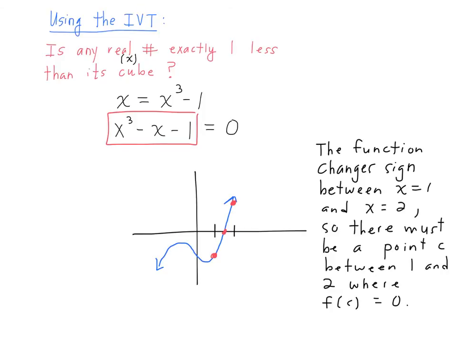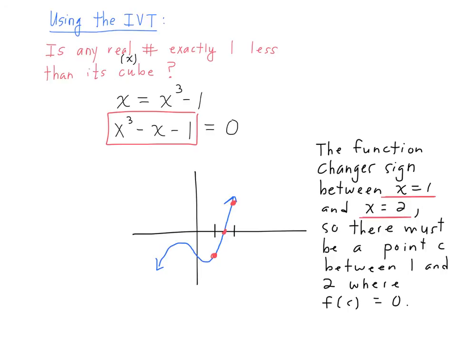Understand first of all, guys, that you are going to be expected to write sentences pretty often in this course to explain your thinking, to explain or justify a certain answer. So please get used to that. Here is an example of the intermediate value theorem. We say that the function changes sign between x equals 1 and x equals 2.